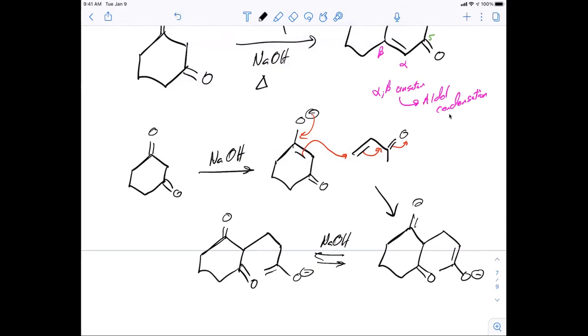Now we have an enolate that can form a 6-membered ring. So if we look here, 1, 2, 3, 4, 5, 6. So now we have that in the right formation. So we've transferred the enolate. This can come around, attack that.